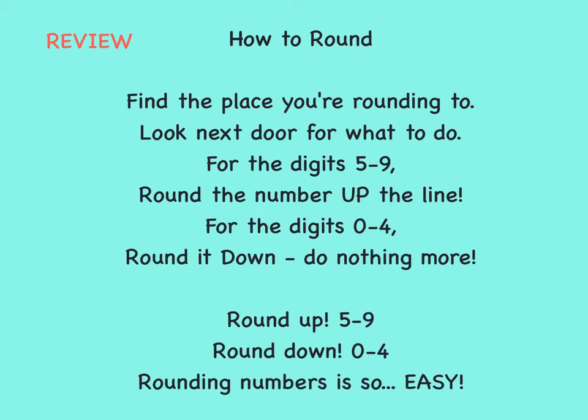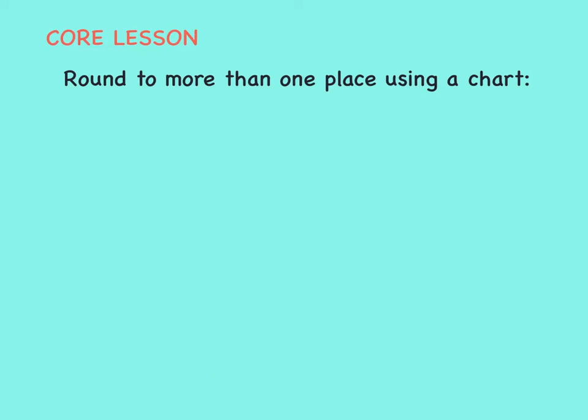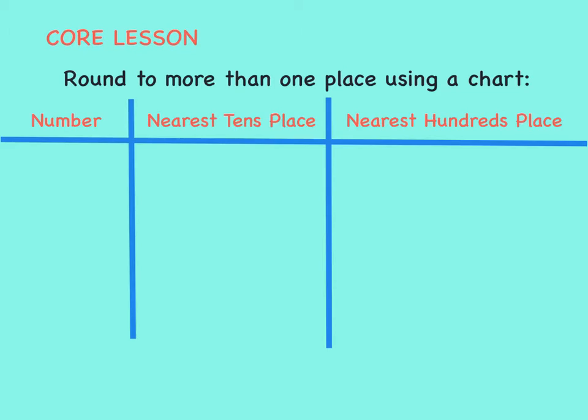We've already practiced how to round to the nearest tens place and the nearest hundreds place. That's right. Sometimes you'll need to round a number to more than one place. When we do this, it's usually easiest to make a chart to keep it all organized. On the left, I'll write the number that I'm going to round. In the middle column, I'll round it to its nearest tens place. And in the right column, I'll round it to its nearest hundreds place.